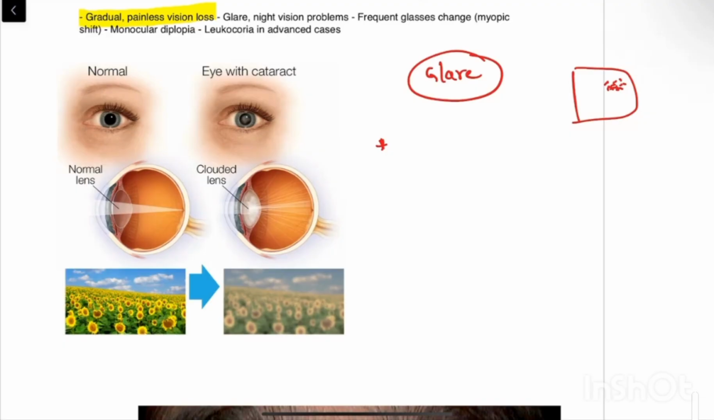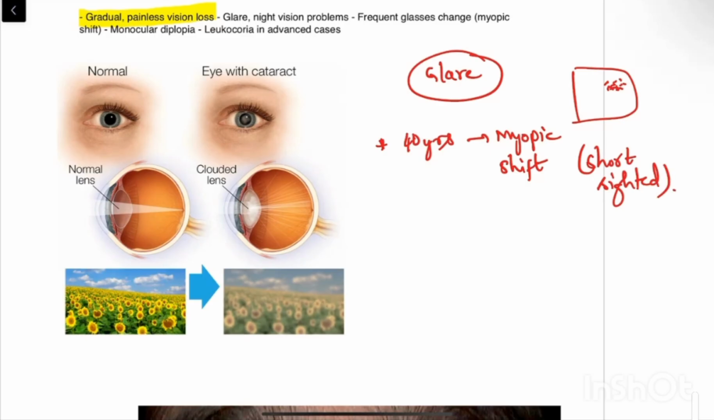Otherwise, after 40 years of age, usually there will be frequent changes of glasses, that is a myopic shift. Short-sightedness keeps increasing. This is called myopic shift. So after 40 years they will be changing glasses frequently.